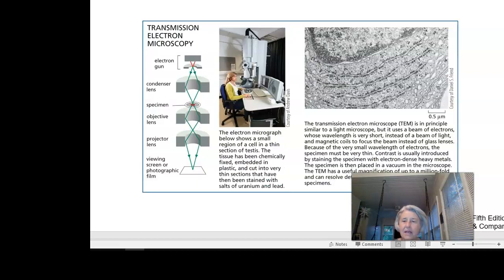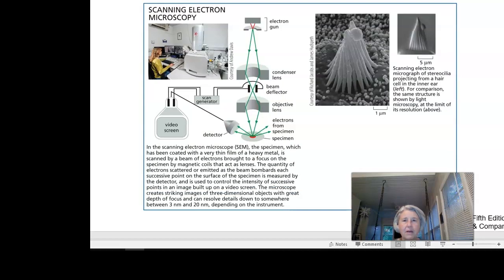We can't see living cells using electron microscopes, but the beautiful images that we can see at very high resolution are usually from a transmission electron microscope, as we see here, whereas a scanning electron microscope gives us beautiful images with great detail of the surfaces of cells.